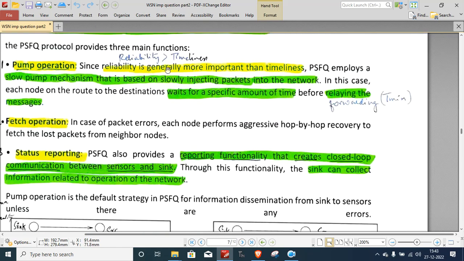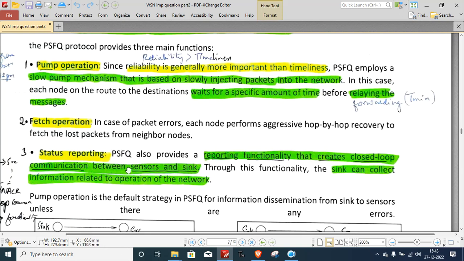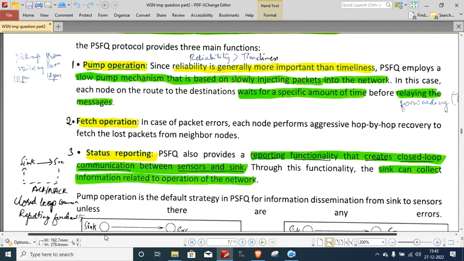Finally, the third functionality is status reporting. PSFQ also provides a reporting functionality that creates closed loop communication between sensors and sink. Through this functionality, the sink can collect information related to the operation of the network.